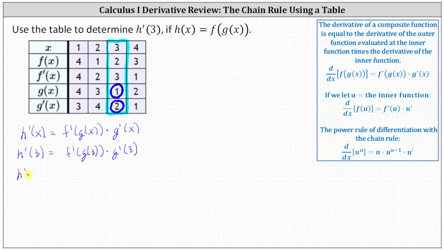Indicating h prime of 3 is equal to f prime of, again, g of 3 is 1, and then we have times g prime of 3, which is 2. And for the last step, we now need to find f prime of 1 by using the column where x equals 1, which is this first column. Notice f prime of 1 is equal to 4. Indicating h prime of 3 equals 4 times 2, and therefore h prime of 3 is equal to 8.